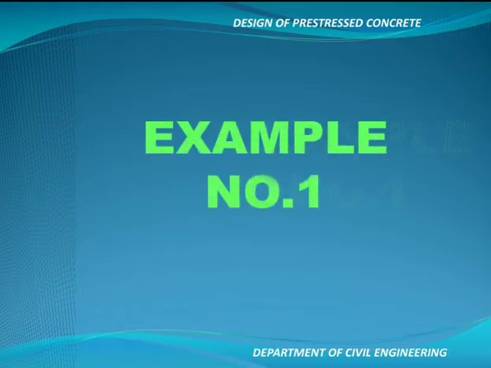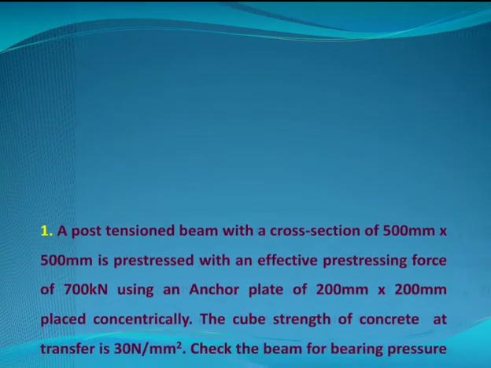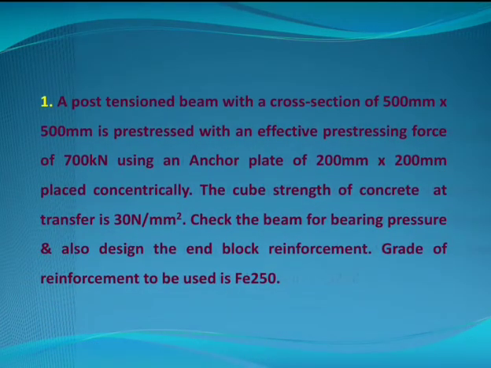So let's start with the first example. In this example, a post-tension beam with a cross section of 500 mm by 500 mm is pre-stressed with an effective pre-stressing force of 700 kN using an anchor plate of 200 by 200 placed concentrically. The cube strength of concrete at transfer is 30 Newton per mm square. Check the beam for bearing pressure and also design the end block reinforcement. Grade of reinforcement to be used is Fe 250.